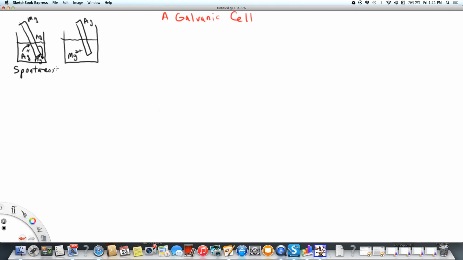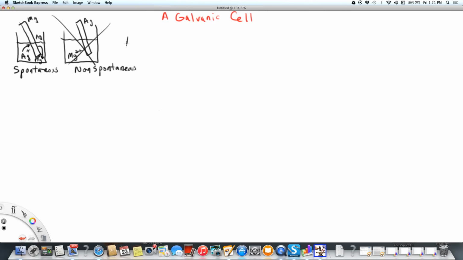Well, what about the reverse? What if I put silver into magnesium ions? Well, this is going to be non-spontaneous. That reaction is not going to occur, and we want to kind of see why. So this is not going to happen.